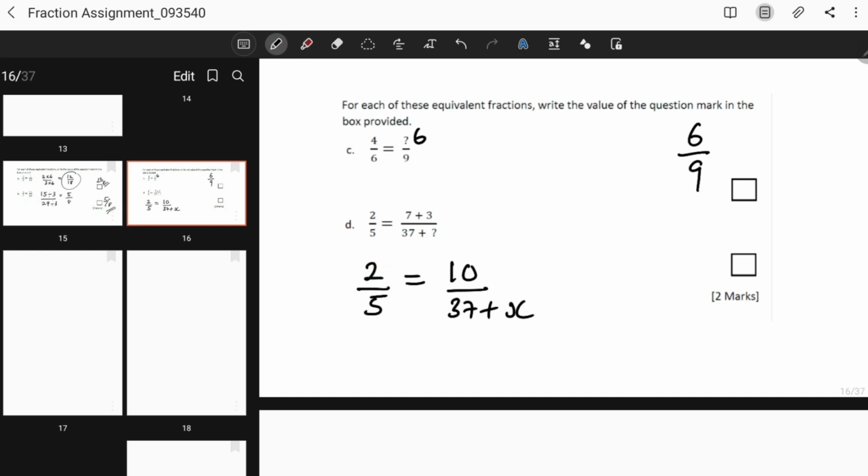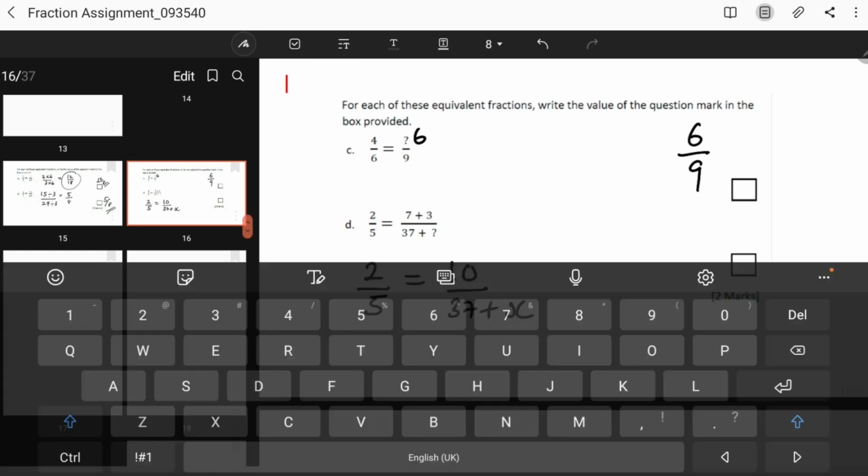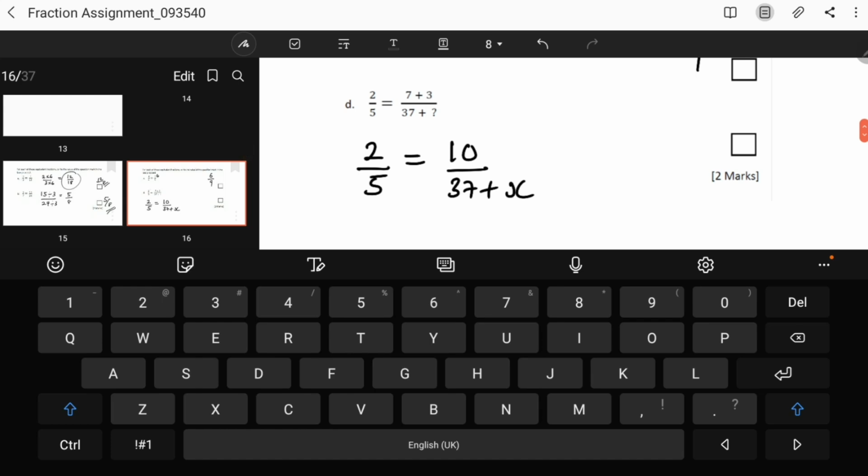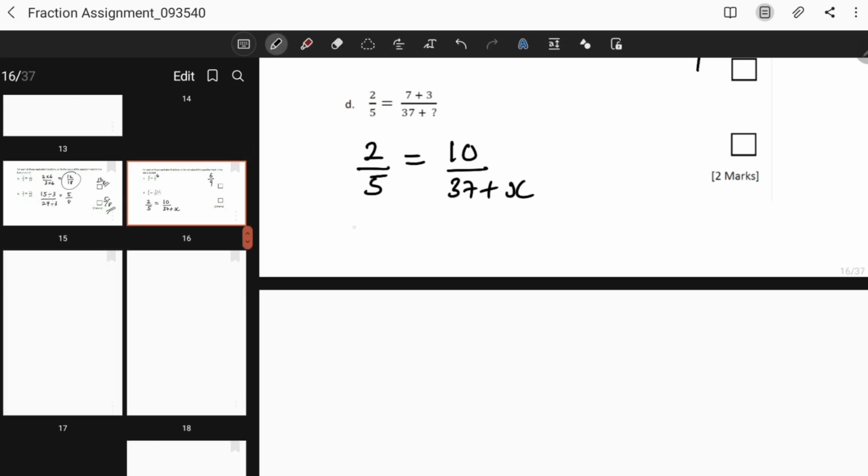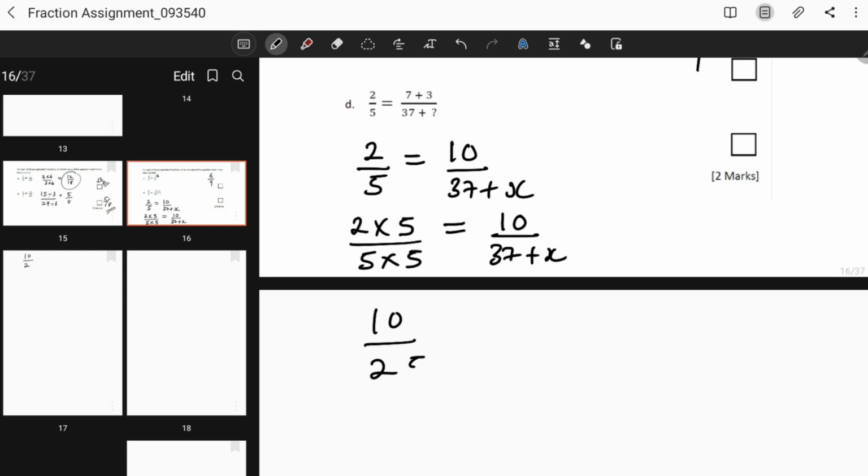Therefore, I'm going to have 2 times 5, all over 5 times 5. Why am I multiplying by 5? Because here was multiplied by 5 to get 10. Equivalent fraction says whatever you do to the numerator, do to the denominator. Always bear this in mind whenever you are simplifying fractions that have to do with equivalence. This is 10 over 37 plus x. No problem. Let's continue. So this is 10 over 25 is equal to 10 over 37 plus x.